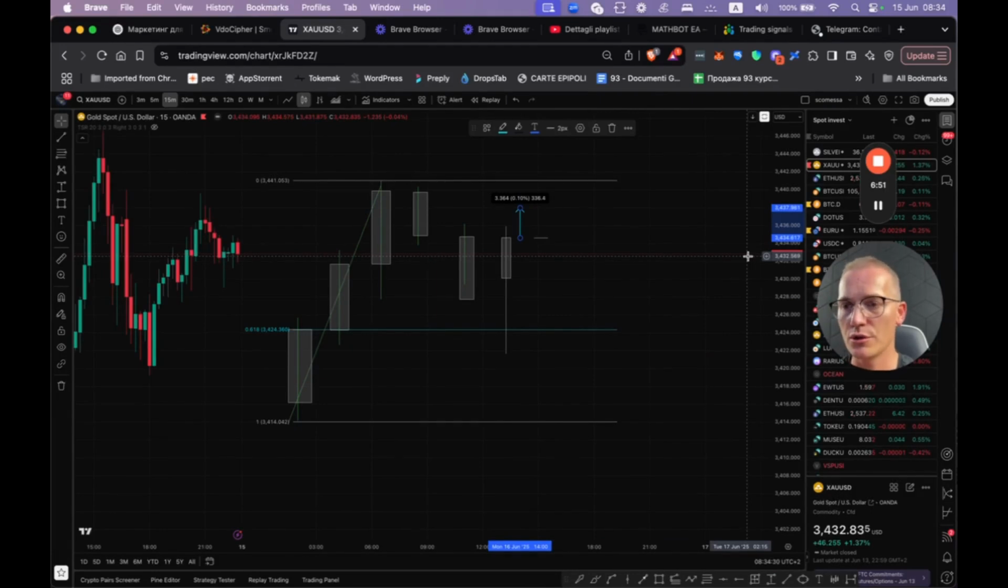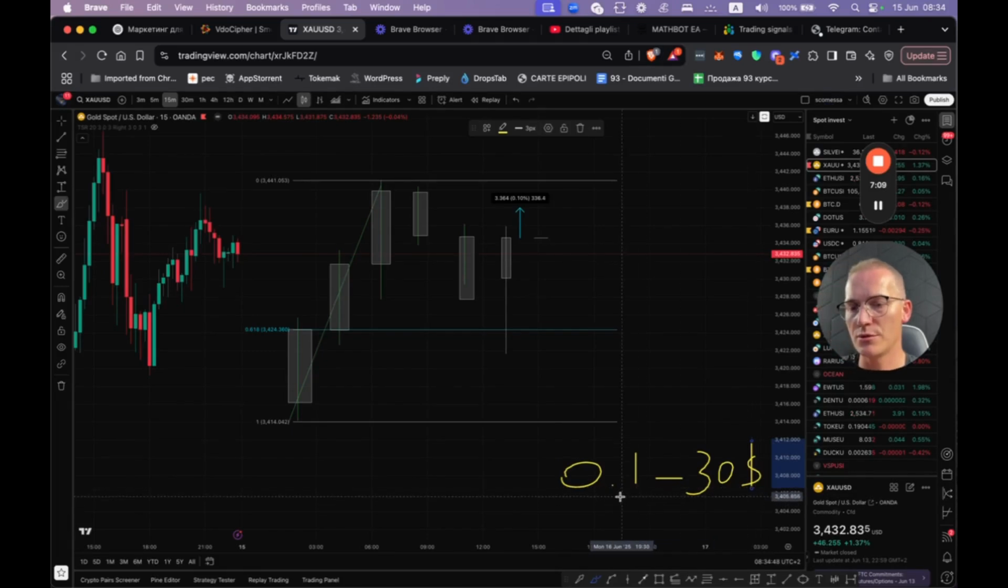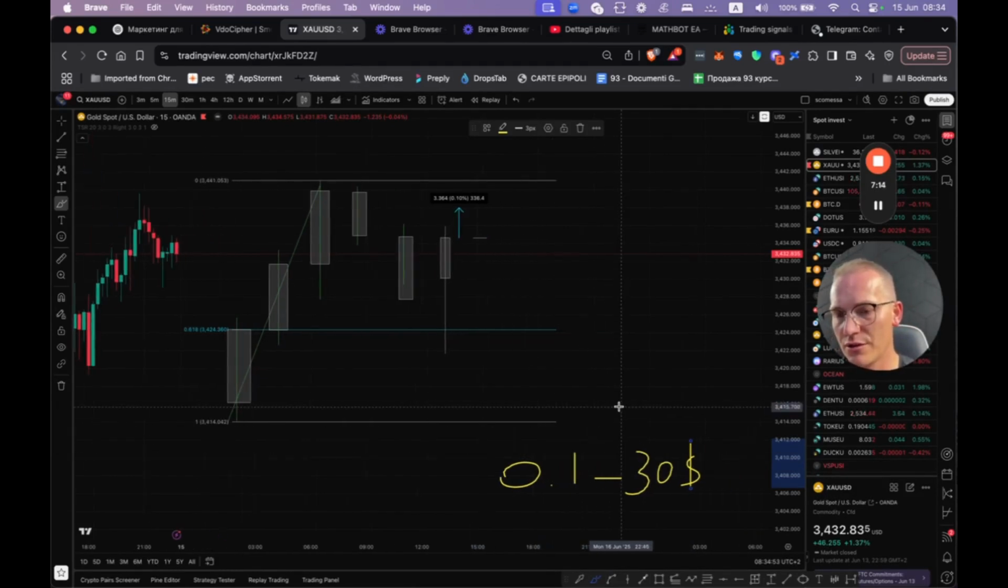0.01 is actually 300 pips, which is $3 of movement right here. If you enter with a lot size of, say, 0.1 on gold, you'll earn $30 from this position at once. Okay? So if it's 0.01 lot, that's $3. If it's one lot, that's $300.